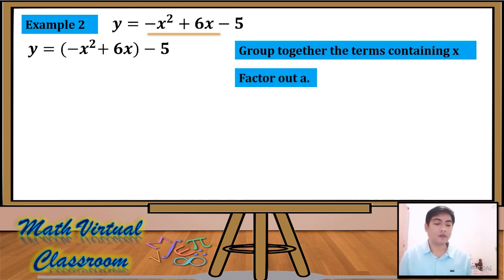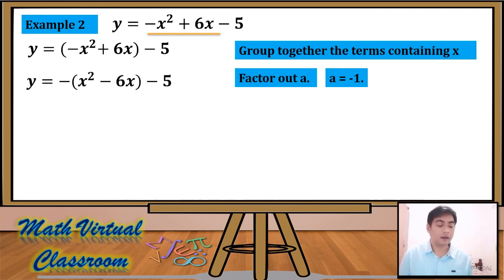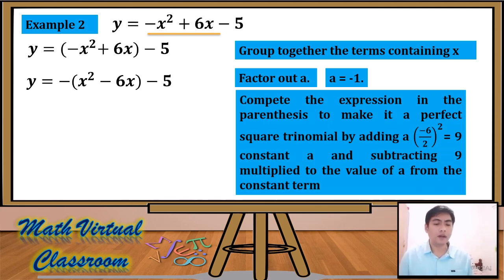Then let us factor out a. Here, the value of your a is equal to negative 1. So factoring out negative 1, the function will become y equals negative quantity of x squared minus 6x, minus 5. Now let us complete the expression in the parenthesis to make it a perfect square trinomial. And that is by adding a constant.